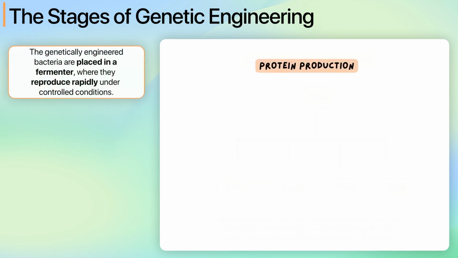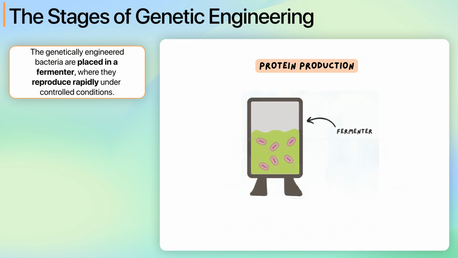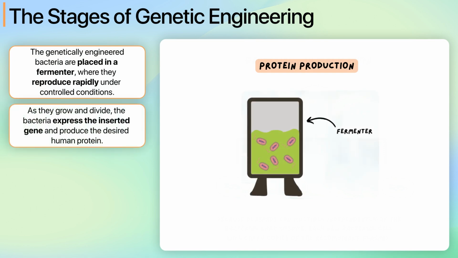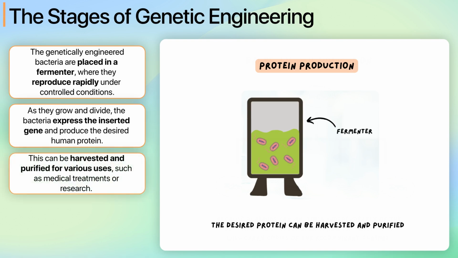Finally, the genetically engineered bacteria are placed in a fermenter where they reproduce rapidly under controlled conditions. As they grow and divide, the bacteria express the inserted gene and produce the desired human protein. This can be harvested and purified for various uses, such as medical treatments or research.